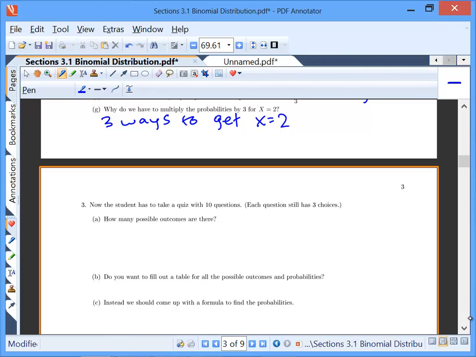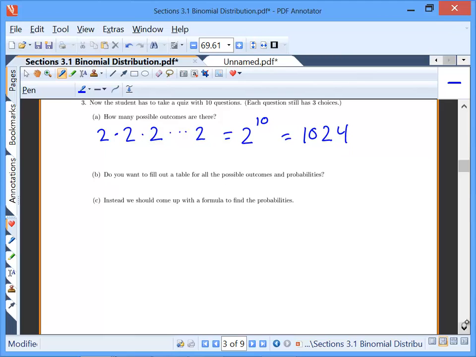Okay. How many outcomes are there for the first question? You can be right or wrong. For the second question, you can be right or wrong. Third question, right or wrong. All the way up to the last question, you can be right or wrong. So my total is 2 to the power of 10 since there are 10 questions. So that gives me 1,024. Any of you guys want to fill out the table to find the 1,024 probabilities? Probably not. Okay. So let's come up with our formula to find our probabilities.